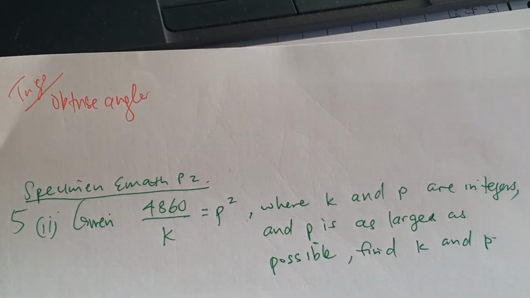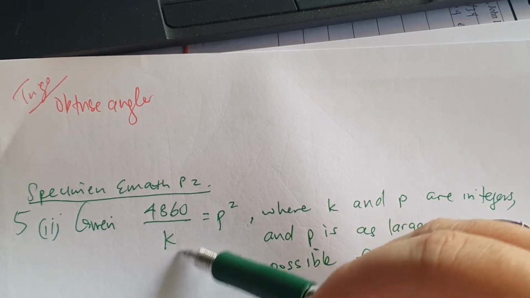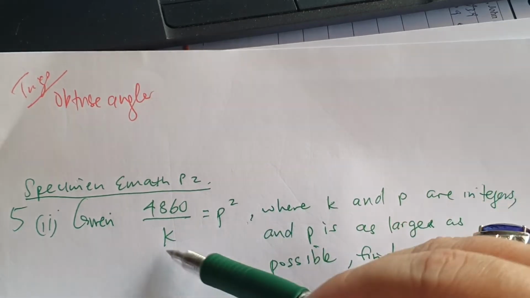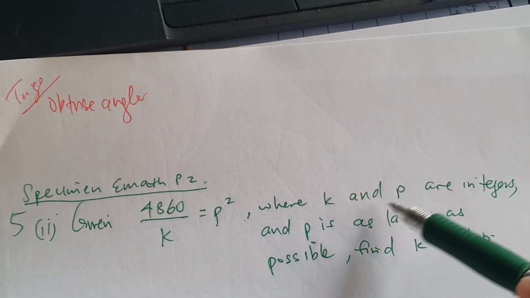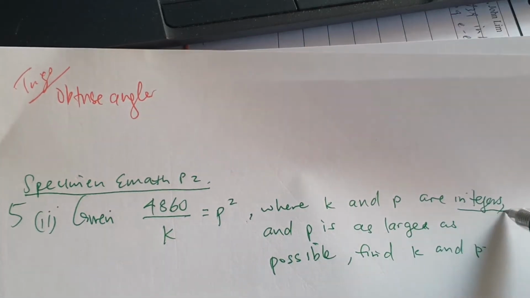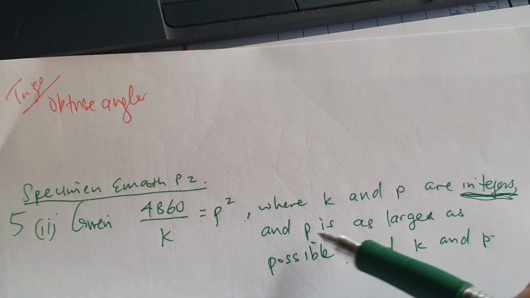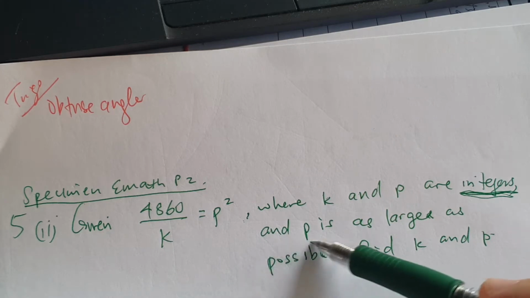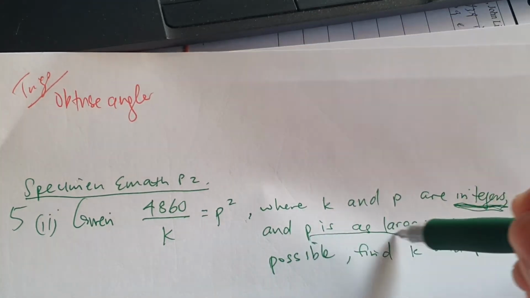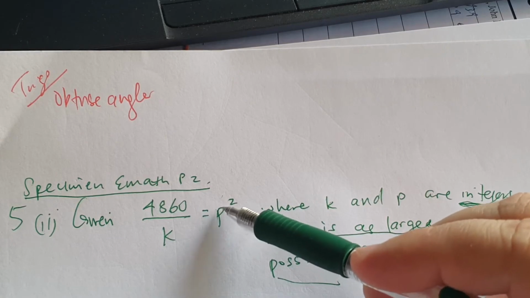Okay, this is the question. You're given this divided by this equals p squared. Now, you need to understand what p and k represent. So p and k are integers, meaning that they are very nice numbers, no fraction, no decimal. And then p is as large as possible. That means they want this p to be as large as possible.